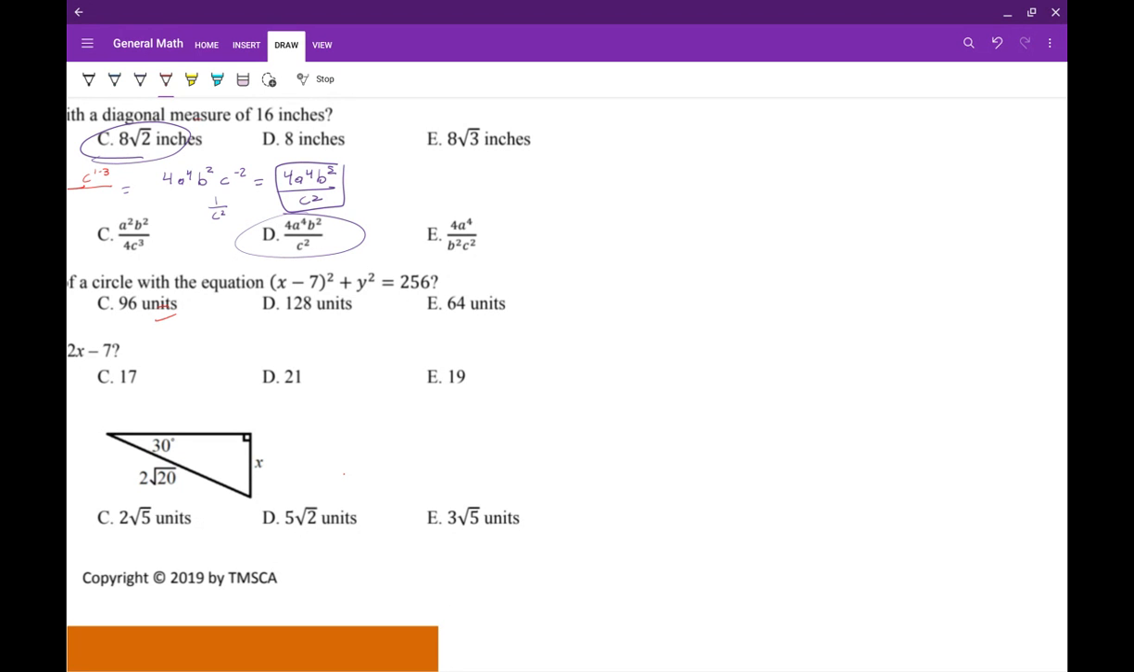So the standard form is going to be (x - h)^2 + (y - k)^2 = r^2, where (h, k) is the coordinate for the center of the circle, and r is equal to the radius.